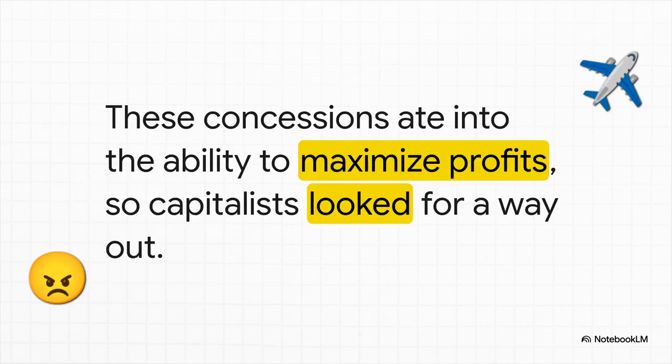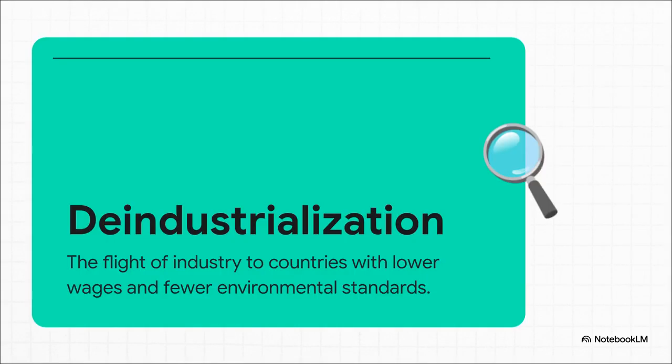Okay, but here's the rub. All this progress, better pay, benefits, safety, it was great for workers, but it cut into profits. And if your only goal is maximizing profit, all this progress, it's a problem. So as the source explains, capital started looking for a way out. And they found that way out. It's called deindustrialization. Suddenly, capital could move. Factories could just pack up and leave for countries where the wages were lower and the rules were looser. This just stopped that beautiful downward curve dead in its tracks.